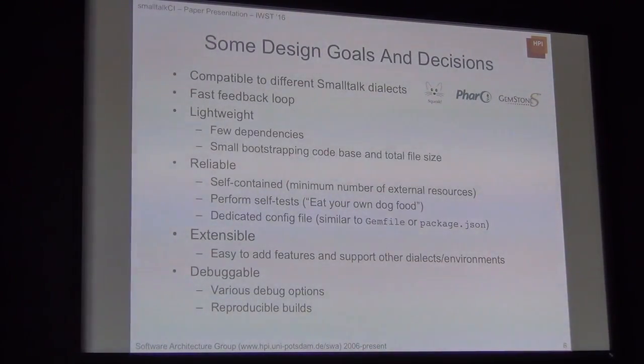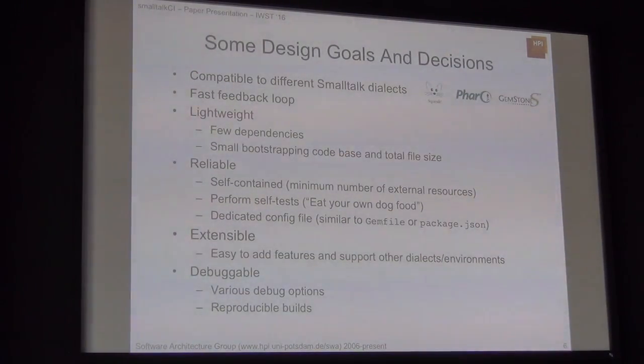We also wanted to make it independent from services like Travis, or there's also AppVeyor and other services. So we opted for a dedicated configuration file. It's just a file that you add to your Git repository, and then Smalltalk CI is able to load your project and test your project, because you have to define how to do this in the configuration file. It's just like a Gemfile in Ruby or package.json in JavaScript, or a requirements.txt for Python.